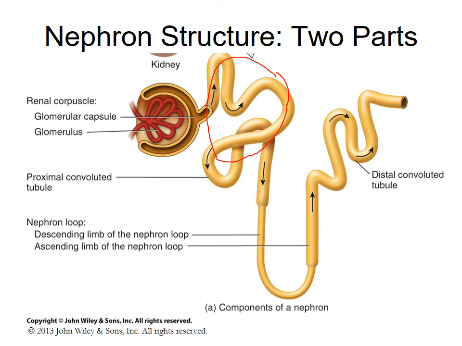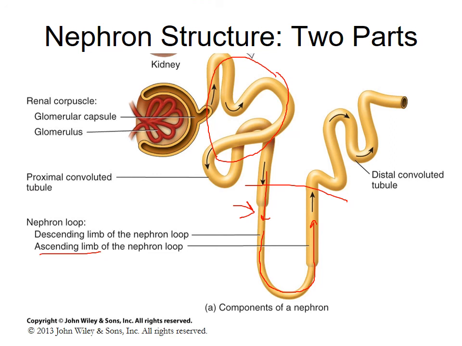But once it leaves the proximal convoluted tubule, this is going to be twisting and turning, and then all of a sudden, it's going to take this nosedive and dive into the renal pyramid or into the renal medulla. All right, and this fluid's going to go through. Now, this first part here, this is called the descending limb of the nephron loop. And then as it turns around and comes back up, this is now the ascending limb of the nephron loop.